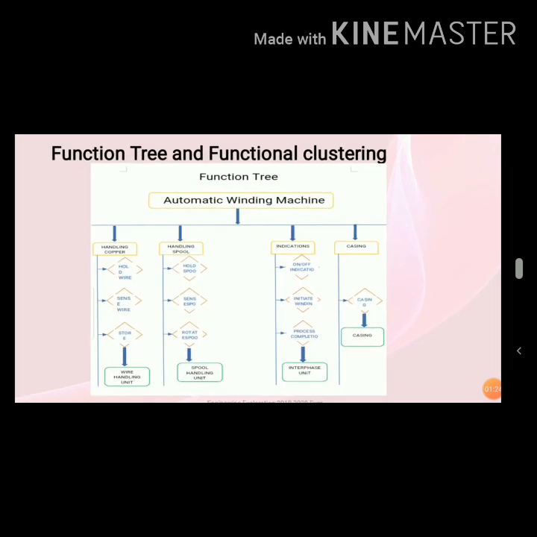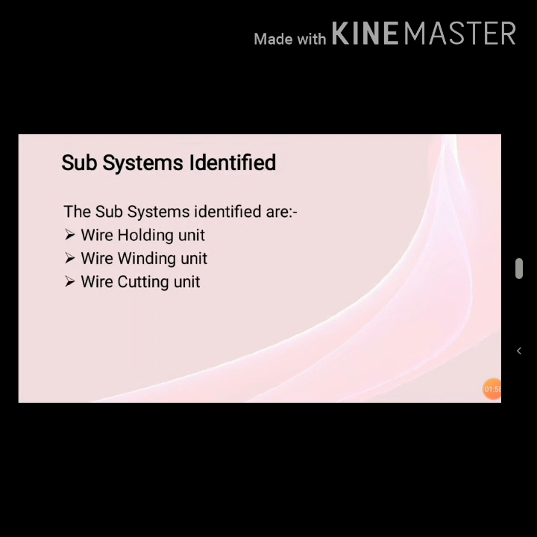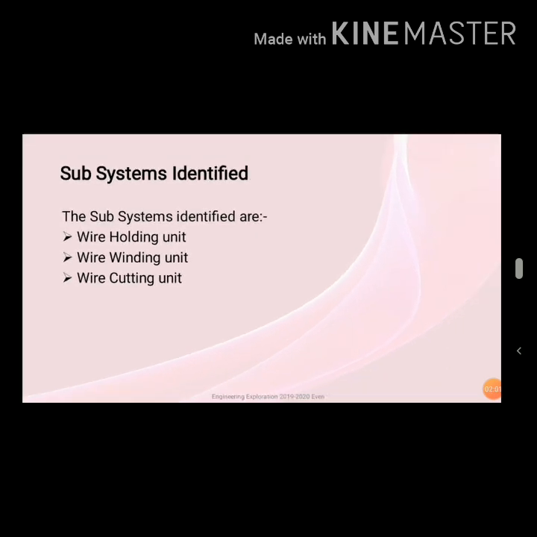Next we have the function tree and function cluster. Function tree. We have 4 main functions, that is handling copper, handling spool, indications and casing. Under handling copper we have hold the wire, sense the wire and store the wire. Under handling spool we have hold the spool, sense the spool and rotate the spool. Under indications we have the on and off indications to initiate the winding and then terminate the winding. Casing is how we case the machine. Subsystems we have 3, that is wire holding unit, wire winding unit and wire cutting unit.